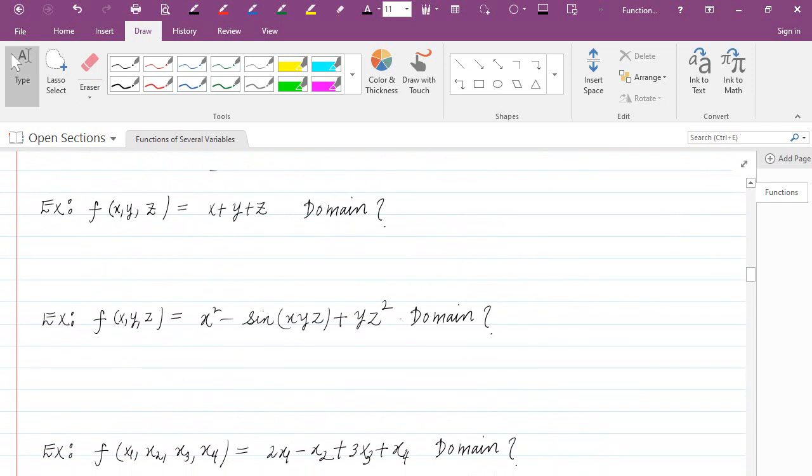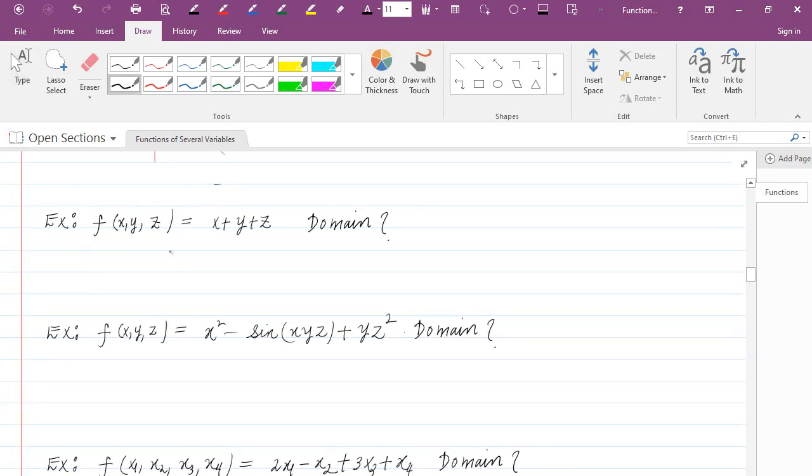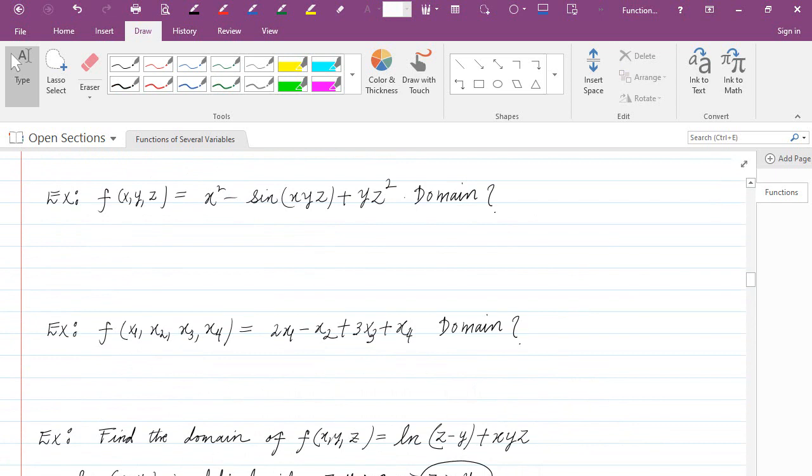What's the domain of the function f of x, y, z is equal to x plus y plus z? Well, this formula makes sense for any point in R3. So the domain here would be R3, the entire 3 space. What's the domain of the function f of xyz is equal to x squared minus sine of xyz plus yz squared?